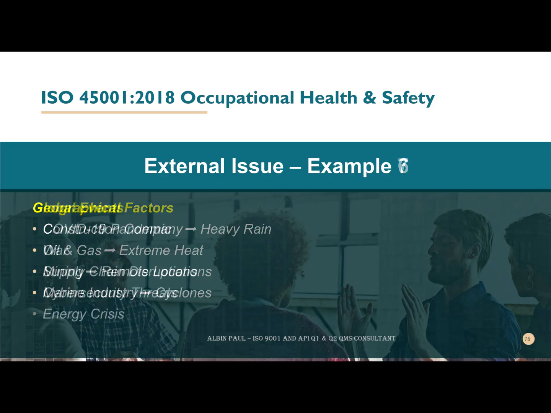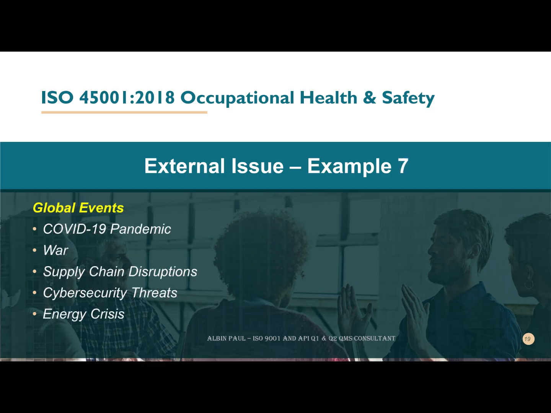Global events. Few people expected the COVID-19 pandemic. Suddenly, organizations worldwide had to implement social distancing, remote work, health screening, and infection prevention measures. Similarly, wars, international conflict, supply chain disruptions, cybersecurity threats, and global fuel price fluctuation can influence operational safety. External issues are constantly changing. The organization must regularly monitor them rather than treating the context analysis as a one-time activity.